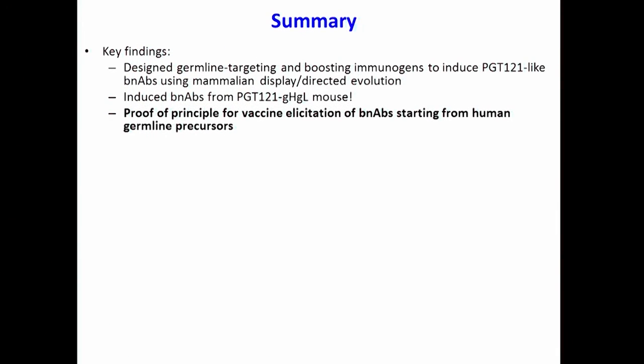So just to summarize this, we had designed germline targeting and boosting immunogens using mammalian display directed evolution. We induced modest broadly neutralizing antibodies in this PGT-121 germline mouse. So we think this is a good proof of principle for germline targeting, that it does have some potential to work.